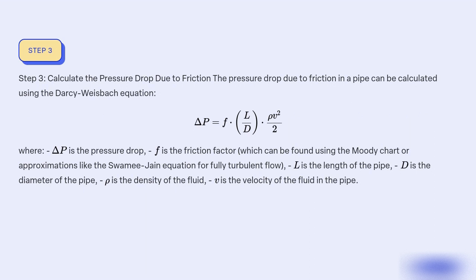Step 3. Calculate the pressure drop due to friction. The pressure drop due to friction in a pipe can be calculated using the Darcy-Weisbach equation: delta P equals f times L divided by D times rho V squared divided by 2. Where delta P is the pressure drop, f is the friction factor, which can be found using the Moody chart or approximations like the Swamee-Jain equation for fully turbulent flow. L is the length of the pipe, D is the diameter of the pipe, rho is the density of the fluid, and V is the velocity of the fluid in the pipe.